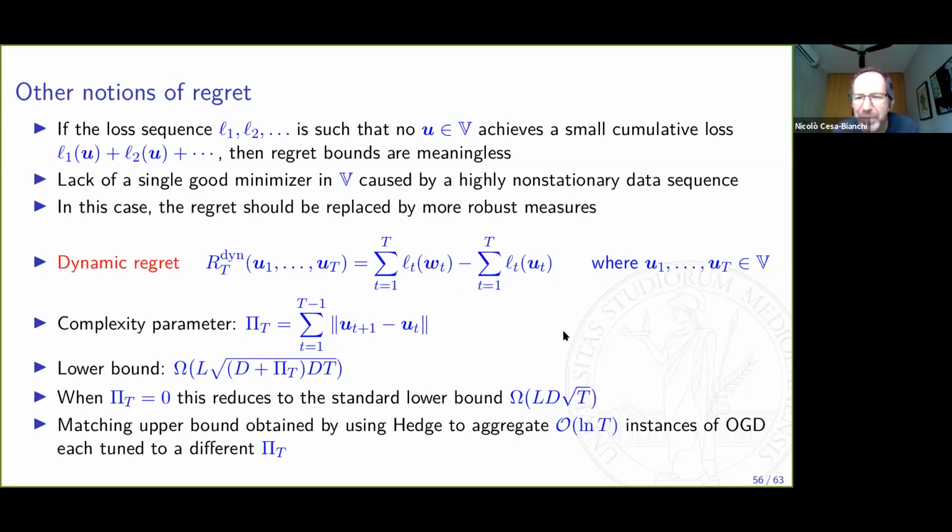Unfortunately, there is no quite simple solution here. What you have to do is a two-tier solution. You want to run instances of OGD, each tuned to a different value of pi. If you knew the value of pi in advance, you could tune your OGD to this value and get an upper bound that looks like this lower bound. The problem is that you have no idea of pi, and you want to compete simultaneously against all pi's. So you run a bunch of instances of these OGDs, each tuned to a different value of pi. Then you use Hedge, which is a prediction with expert advice algorithm, to aggregate these different instances of OGD.